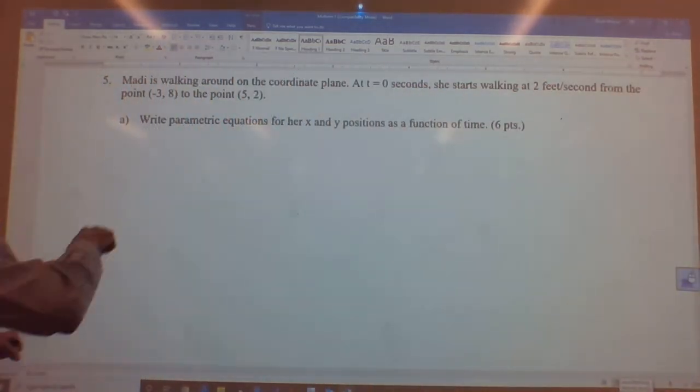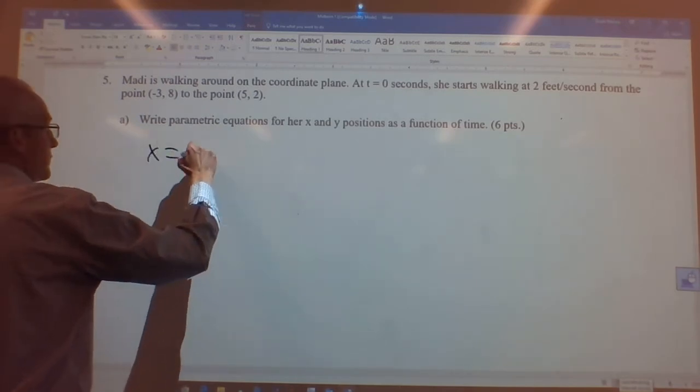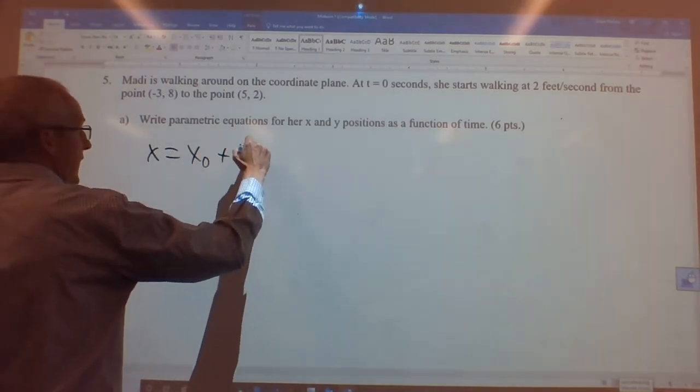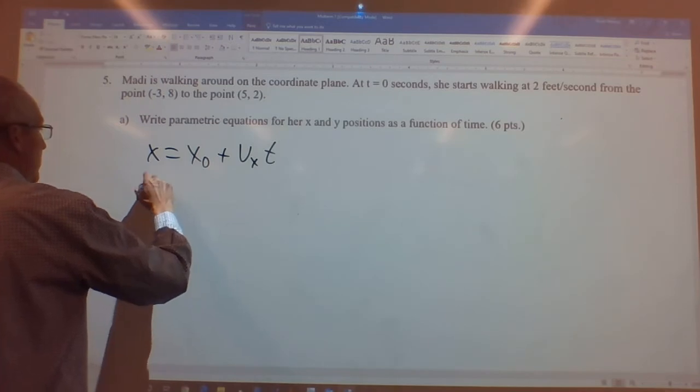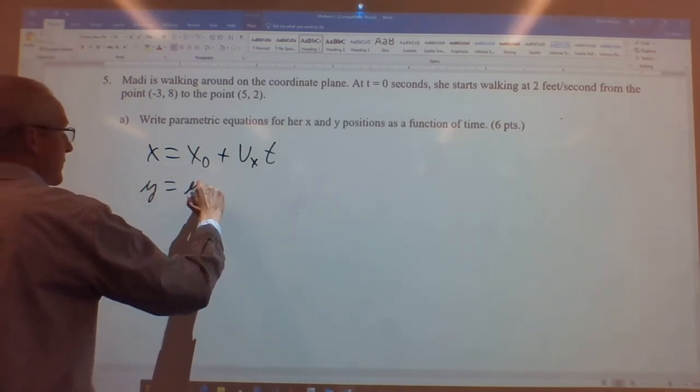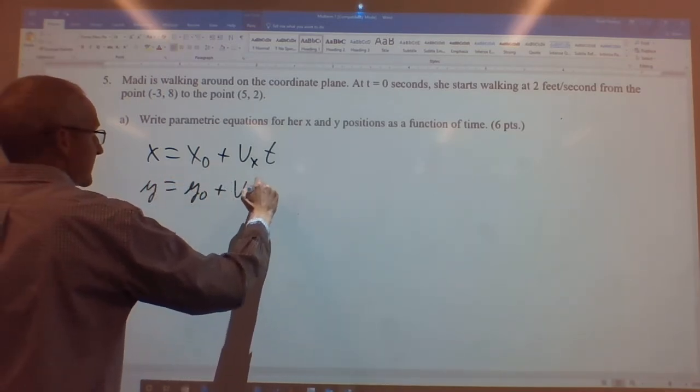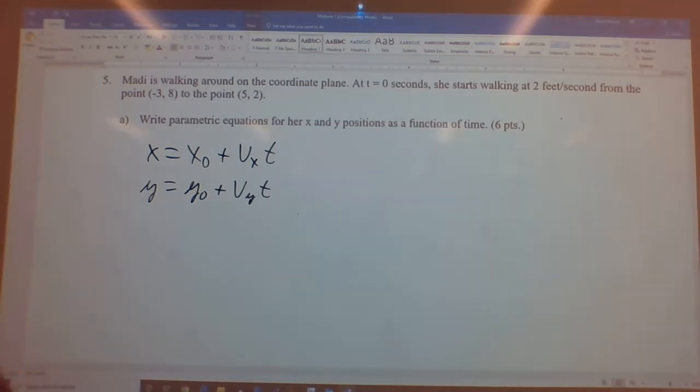So parametric equations are always the starting point plus the velocity in that direction times time, and y starting point plus the y velocity times time. She goes 2 feet per second. So first we've got to figure out how long it takes her. Then we can figure out the velocity. So that's the first step.